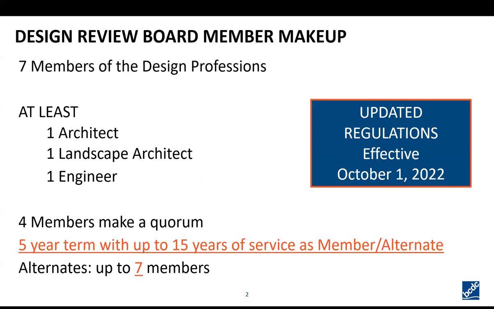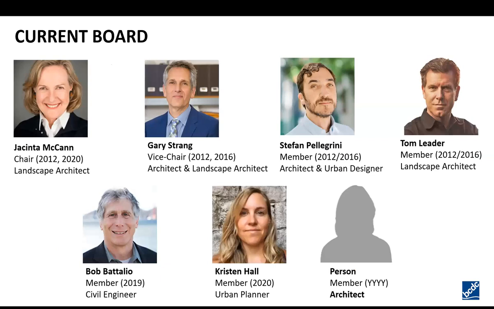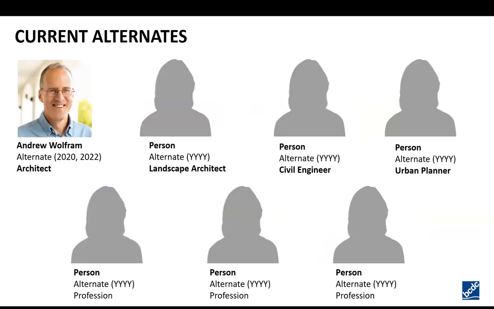As a reminder, this is a board made up of 7 members of design professions, and we need to have at least 1 architect, 1 landscape architect, and 1 engineer on the board. There's also 7 alternates. We recently revised the regulations for that, and there's 3 terms of 5-year service. So current board, Andrew Wolfram stepped down and became an alternate. And so we need to find an architect to replace that board seat. And for alternates, we have 6 spaces that we're looking to fill, but I don't think we should fill them all at once because we want to have some staggering in turnover.